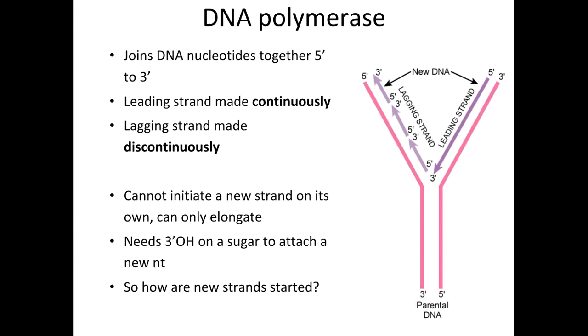Now, this creates another tricky situation because you cannot initiate a new strand on your own. The polymerase can only elongate. So in order to create these new discontinuously made lagging strands, the question is, how are these new strands made?